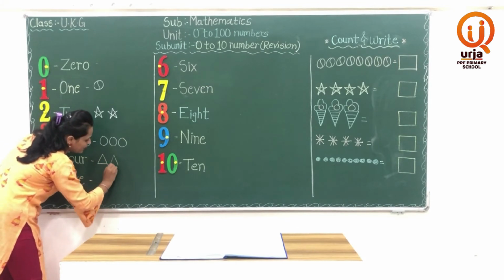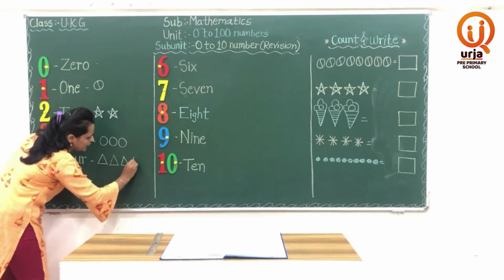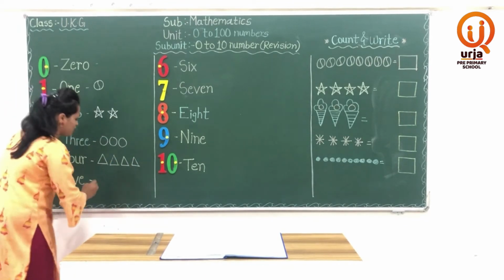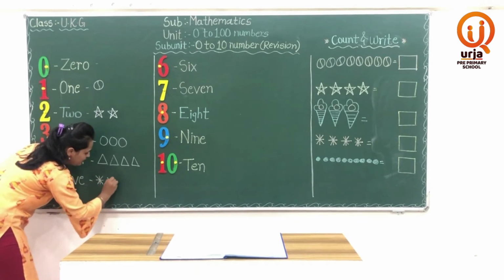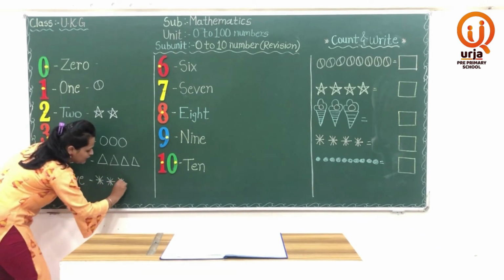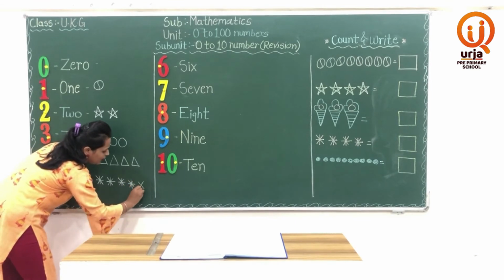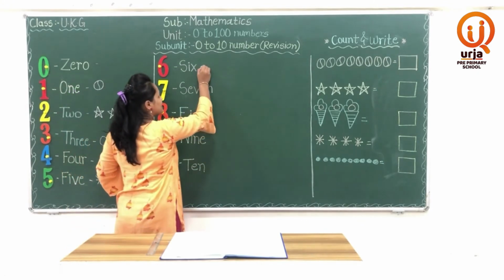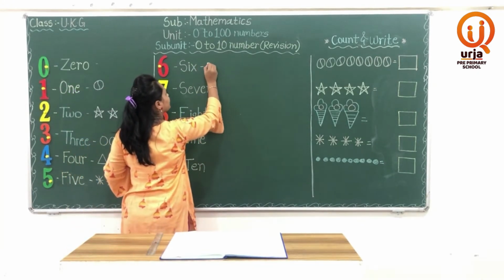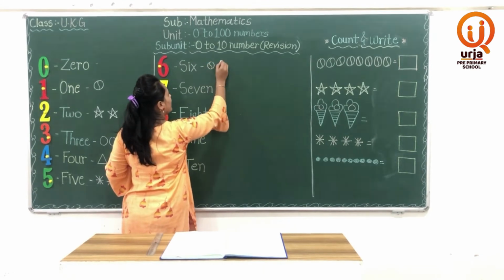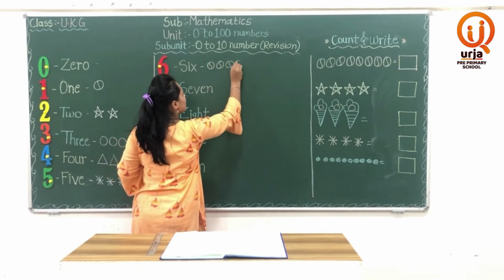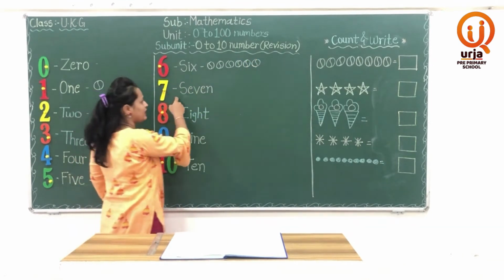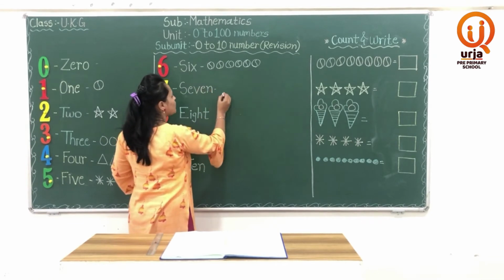1, 2, 3. Number 5 denotes five objects. 1, 2, 3, 4, and 5. Next number 6. Number 6 denotes 6 objects. 1, 2, 3, 4, 5, 6. 7. Number 7 denotes 7 objects.